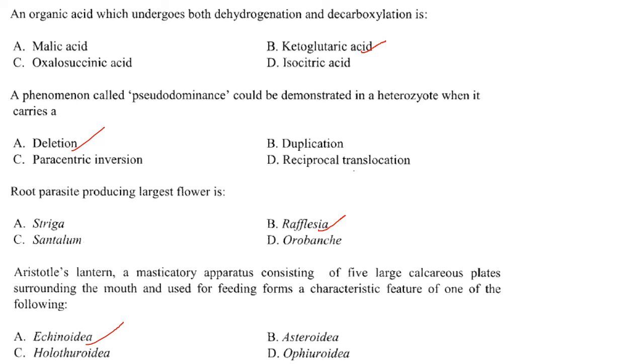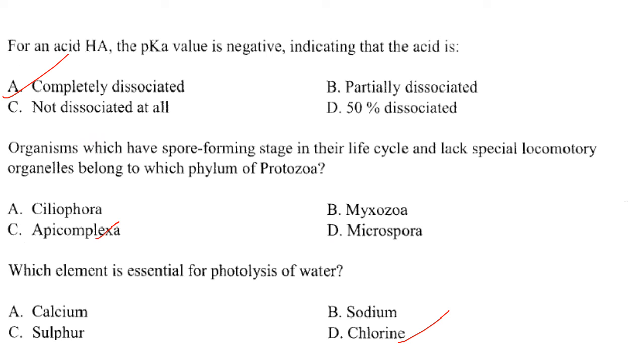Then Aristotle's lantern, a masticatory apparatus consisting of 5 large calcareous plates surrounding the mouth and used for feeding, forms a characteristic feature of one of the following. It is Echinoidea. Answer is option A. Then for an acid HA, the pK value is negative, indicating the acid is completely dissociated. Answer is option A. Then organisms which have a spore forming stage in their life cycle and lack special locomotory organs belong to which phylum of protozoa? It belongs to Apicomplexa. Answer is option C.